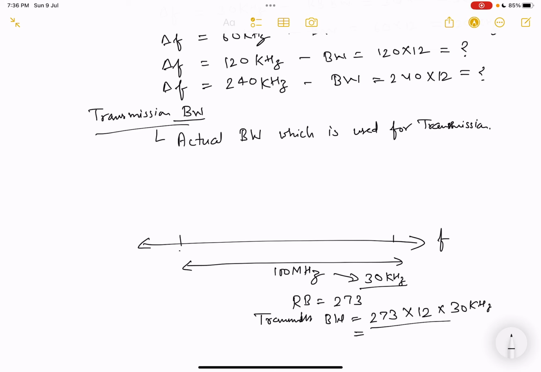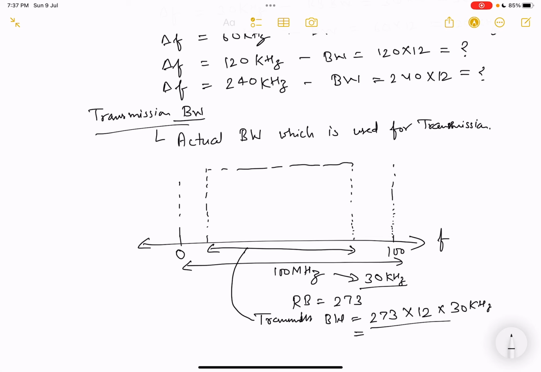Suppose this is in baseband, so 0 to 100. Your transmission bandwidth will not occupy the whole span. This is just the component carrier bandwidth, out of which only this much will be your transmission bandwidth. Within this you will have 273 RBs: RB 0, then RB 1, like this up to RB number 272, total 273, and each RB will have 12 subcarriers.